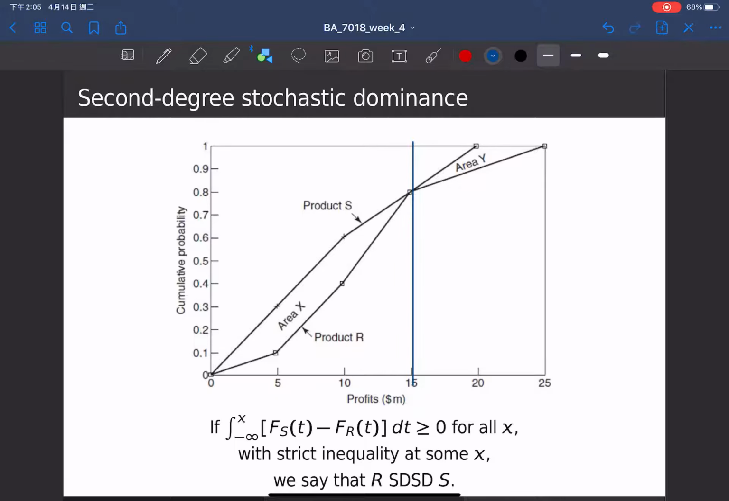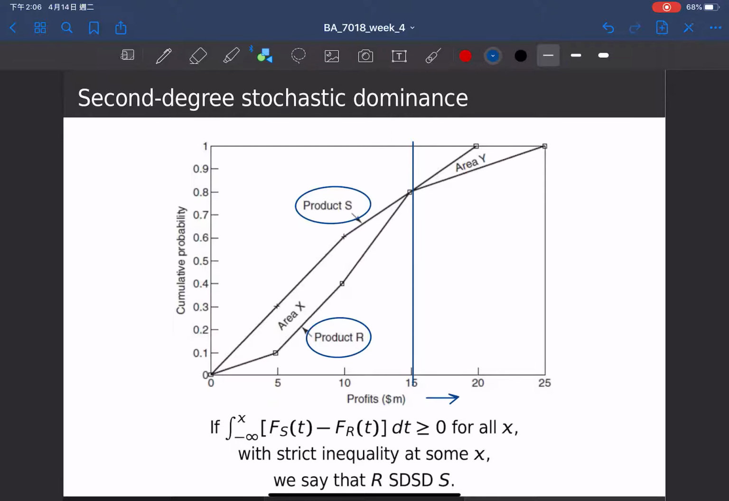Until 15, this is exactly the same case, right? R dominates S, so you know R is better. But if you go over 15, you see that in this range it seems like R is worse and S is better, right? It reverses.